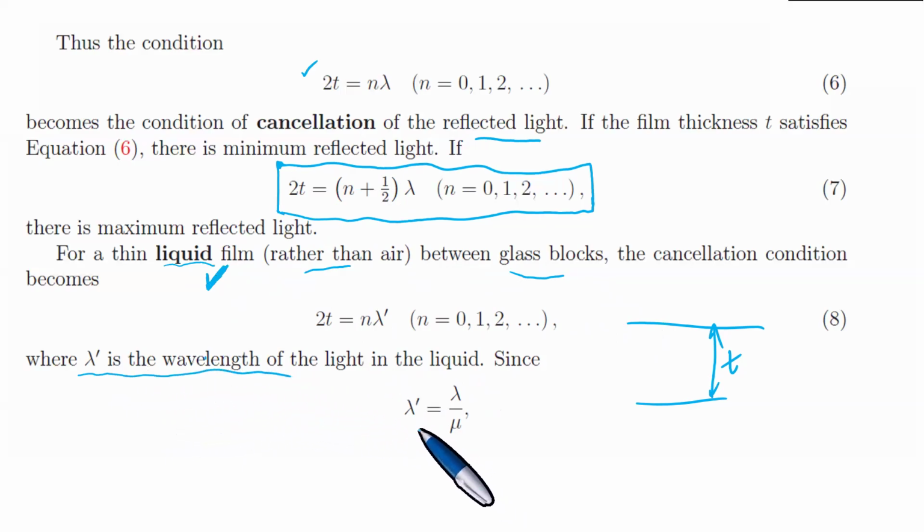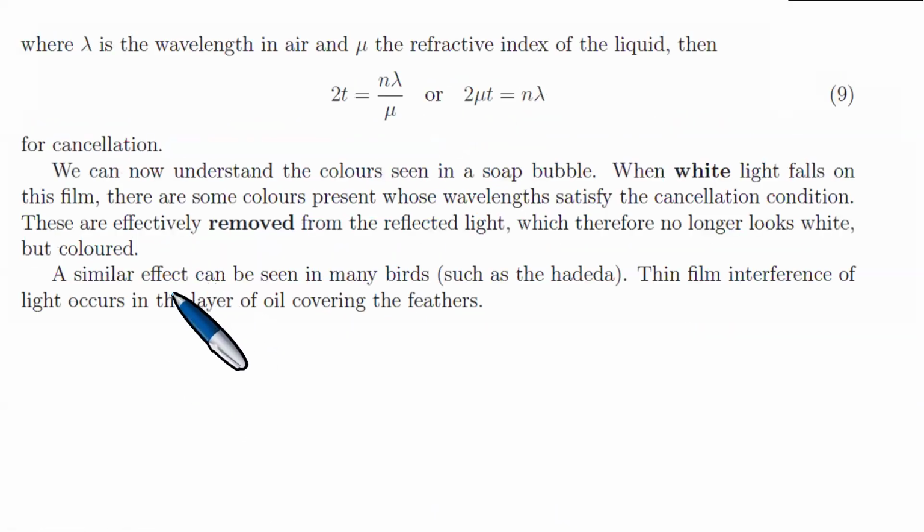Since lambda primed is related to lambda in the air, lambda primed becomes lambda in the air divided by mu. So there is a mu that is going to feature there. Let's move on, where lambda is the wavelength in air.